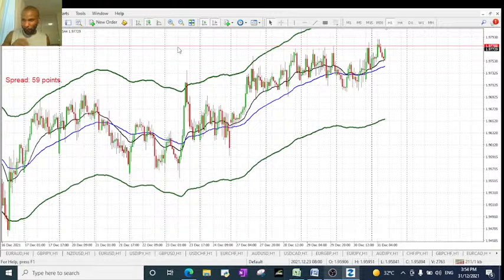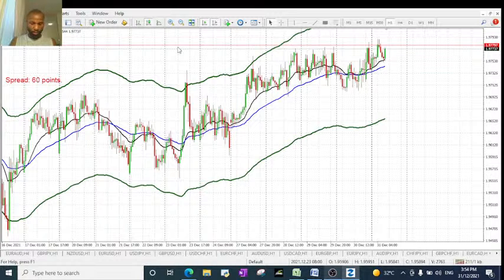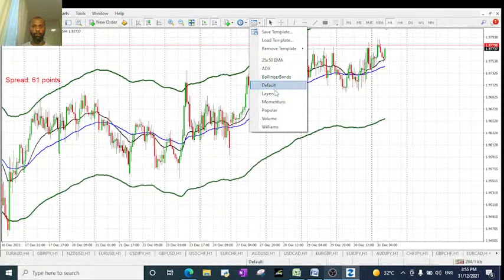Yesterday was actually one of my best trades, one of my best days for the month. We caught a couple of really nice trades. So market is starting to move. Volume is coming in. Let's see, we will catch some pips today.